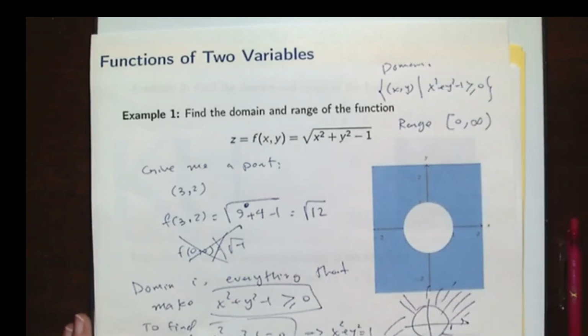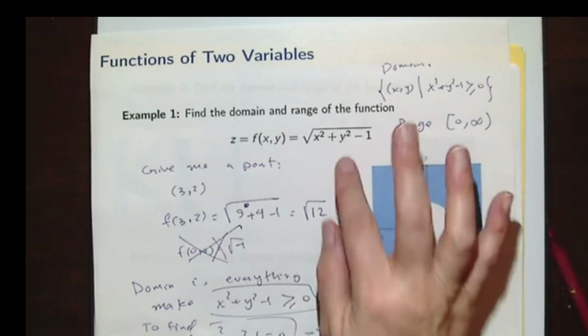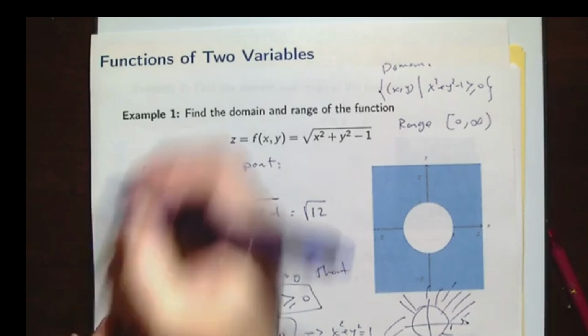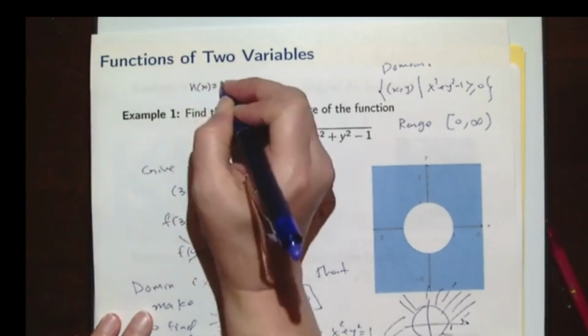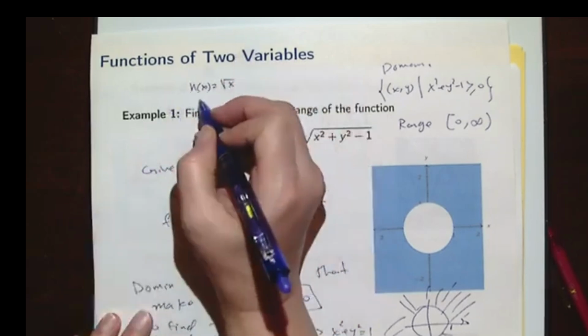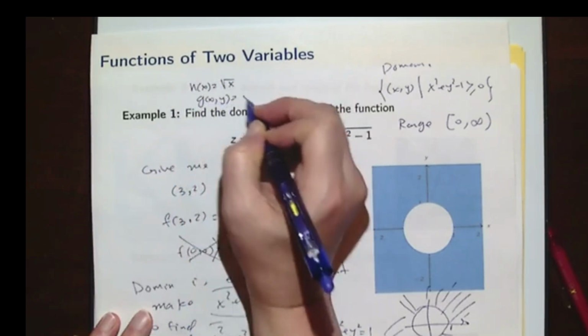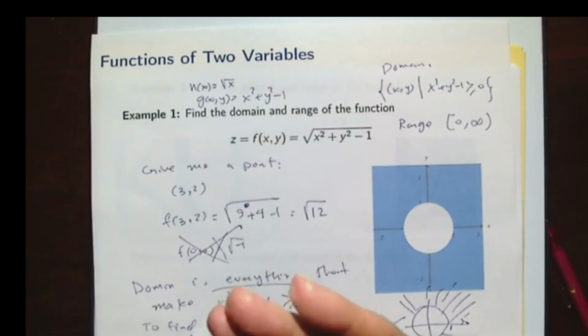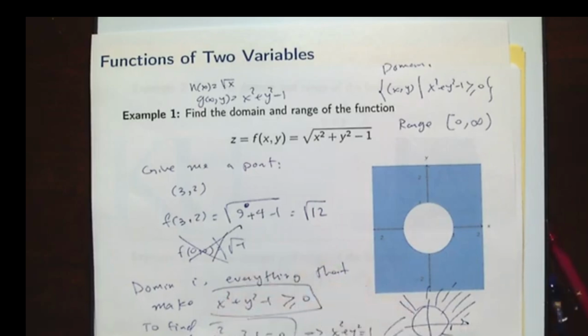They are the same. One other thing that I want to say is that this function is a composite function. Funnily enough, the outer function is a function of one variable. The inner function is a function of two variables. I can write this as h of x equal to square root of x, and g of x and y equal to x squared plus y squared minus 1. Composite them together, it's still going to be a function of two variables.